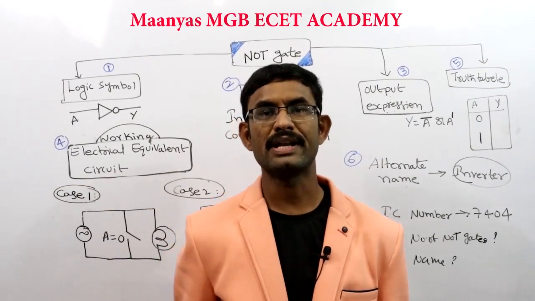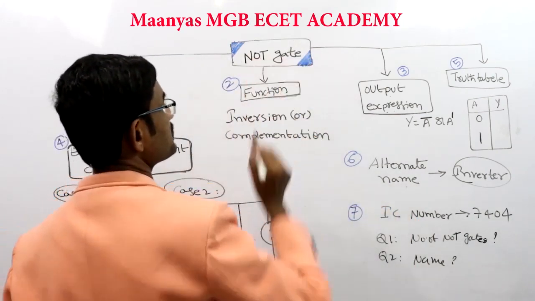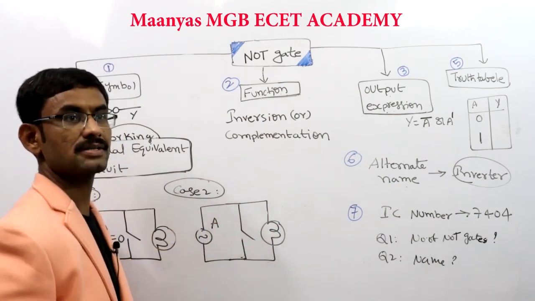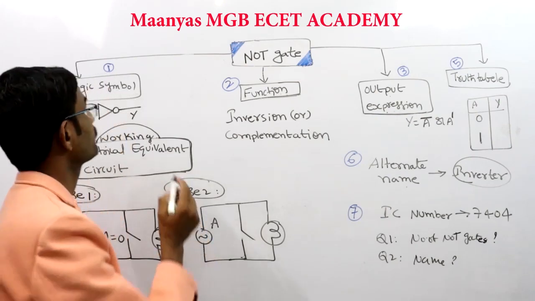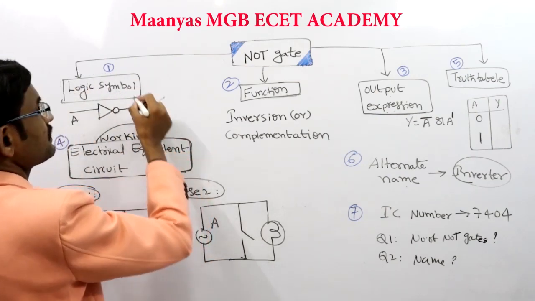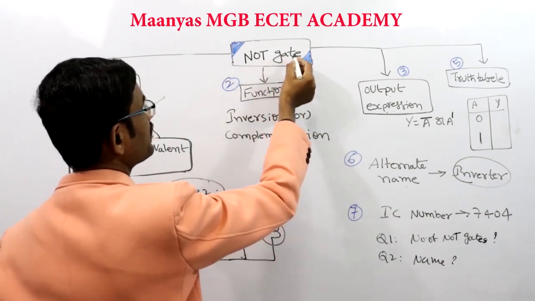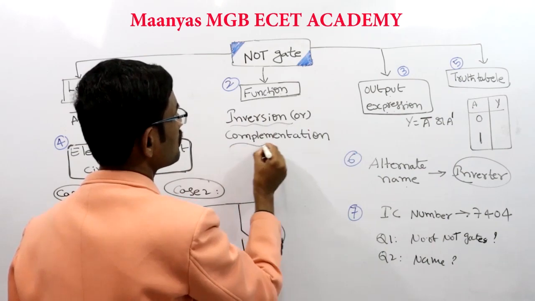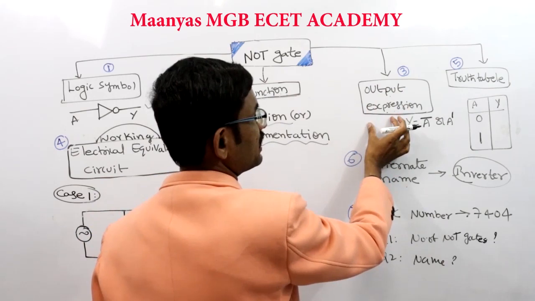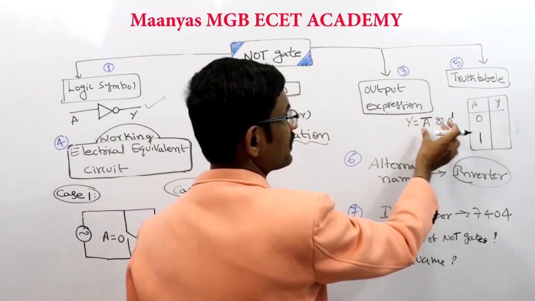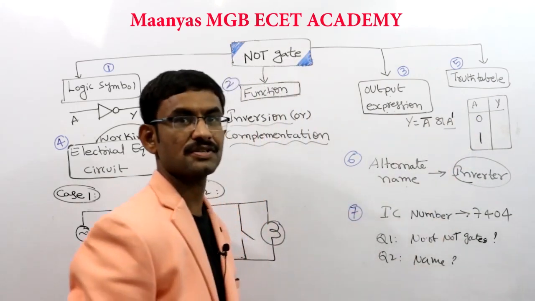Now we are going to discuss about NOT gate. A NOT gate is a basic logic gate. The NOT gate is the simplest of all logic gates. This is the logic symbol of NOT gate. The function performed by NOT gate is inversion or complementation. The output expression of this NOT gate can be written in 2 forms. The first one is A bar, the second one is A dash.